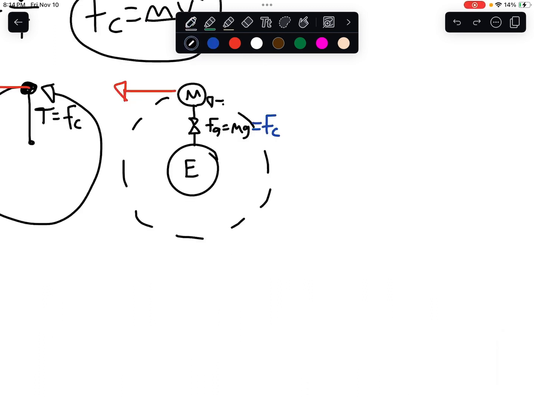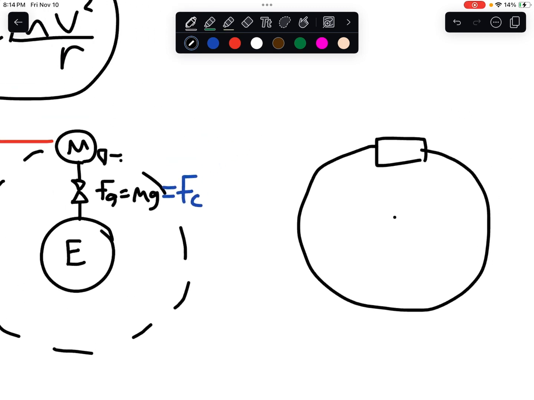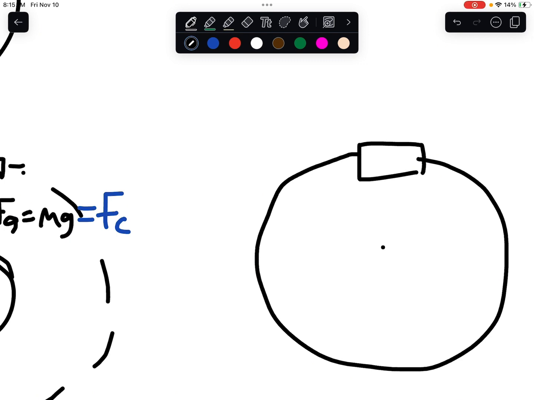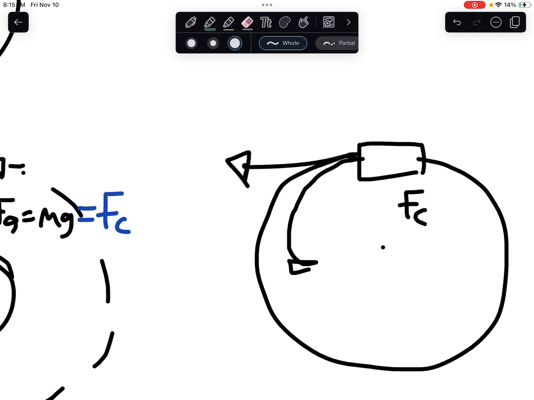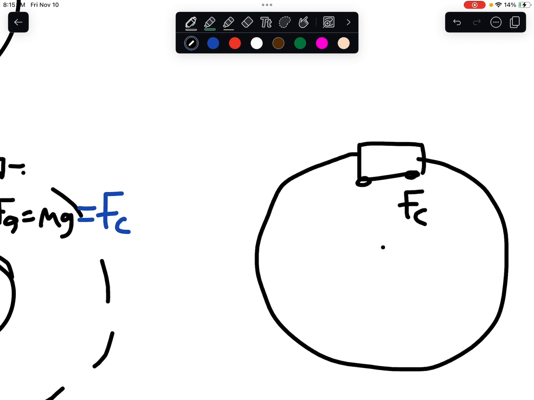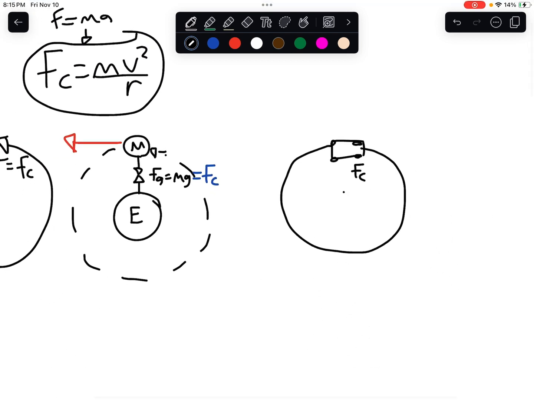The same way, we could also have a car going in a circle, right? So this car is traveling in a circular path. And so, in this case, the centripetal force is caused by the friction, right? Because as the car turns, the thing that keeps it from just going this way is the friction of the wheels against the pavement. But nonetheless, there's multiple different ways that you can see this problem.